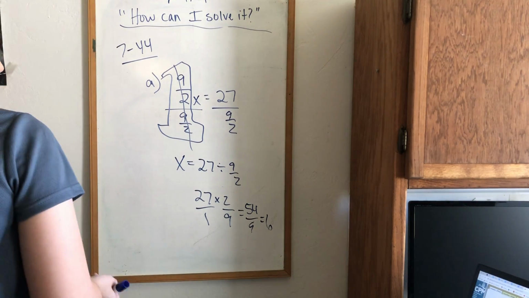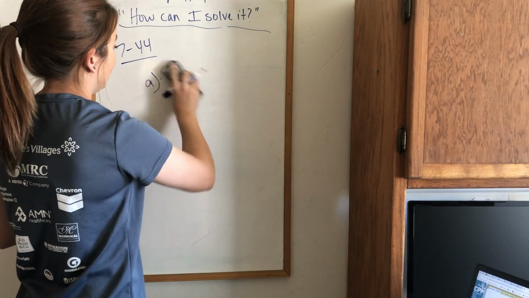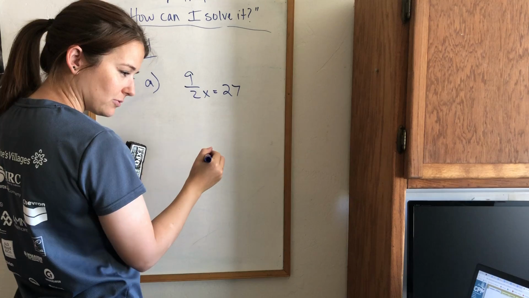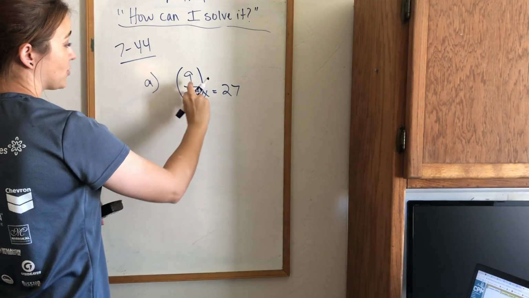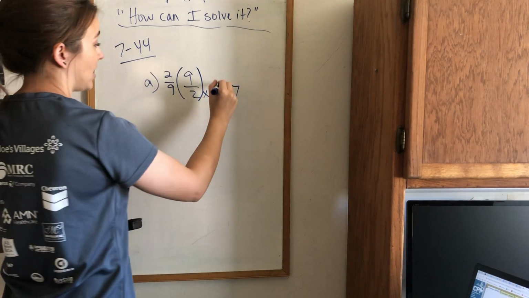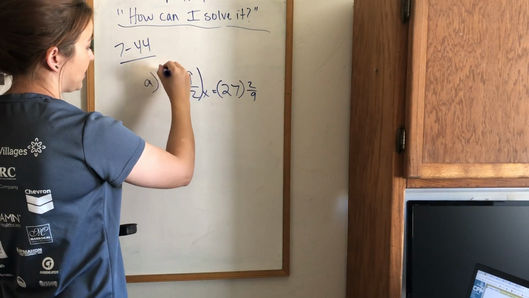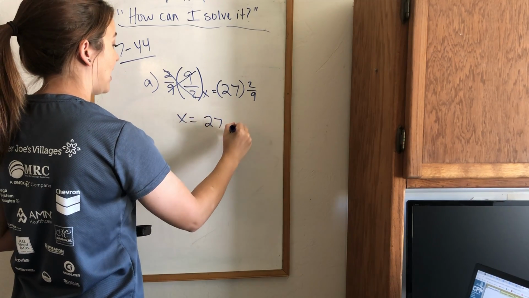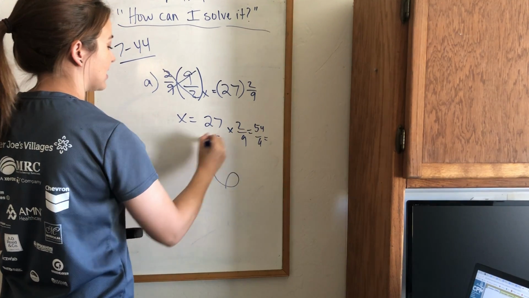If you want to do it the way we just did in the last problem, you could do it like this. You could multiply this by its reciprocal. 9/2 times 2/9. Got to do the same to the other side to keep it balanced. So this all becomes 1. So x is by itself, and then you have 27 times 2/9, which is 54/9, which equals 6.